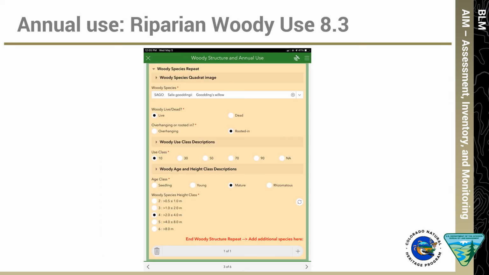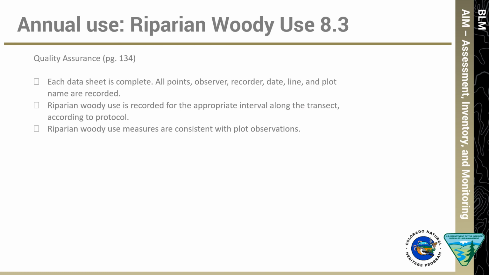Here's an example of what the electronic data form in Survey123 looks like for riparian woody use, showing a Sago with a use class of 10 or slight. There are several measures you can take to ensure quality data collection. These quality assurance steps for riparian woody use are also listed in the protocol at the end of section 8.3. Please review these steps during and after a sample event.